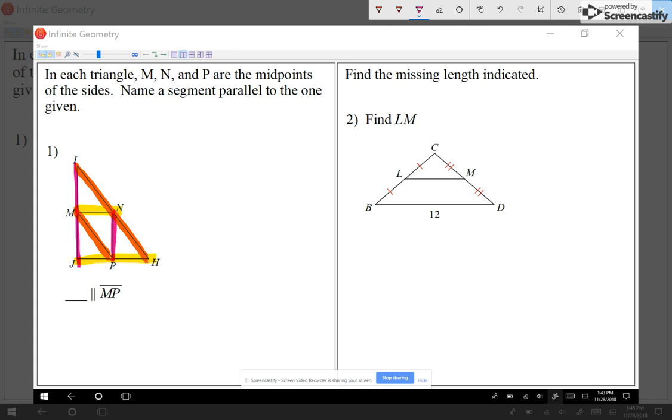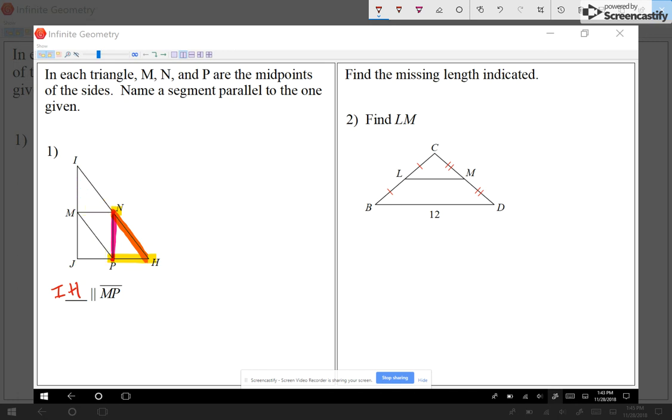So in instructions number one, I even finished with name a segment parallel to the one given. I'm asking at the bottom MP. So you guys see the segment MP? I want to know which side or what segment is parallel to MP. In this case, the segment IH. And that's all I do. Just IH or HI. Remember, one mid segment is parallel to one side. In this case, MP is parallel to HI.